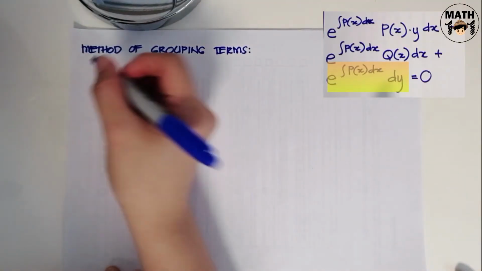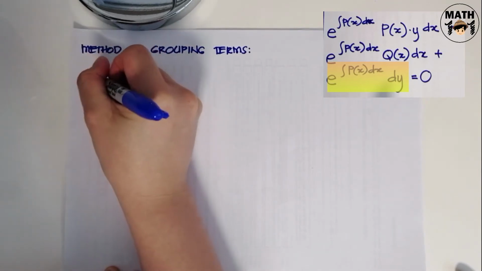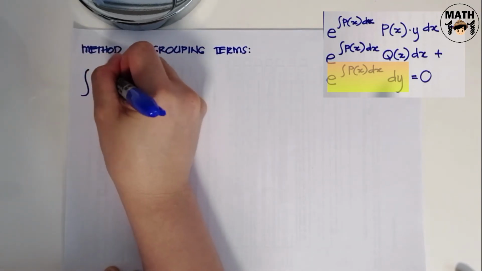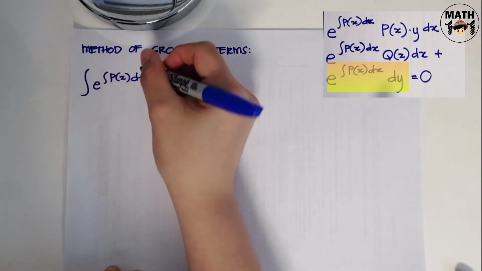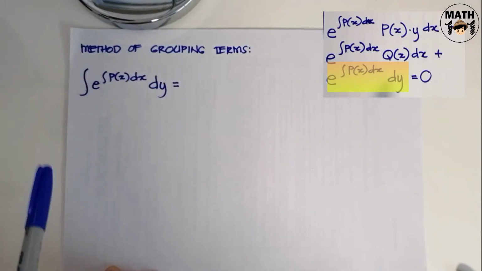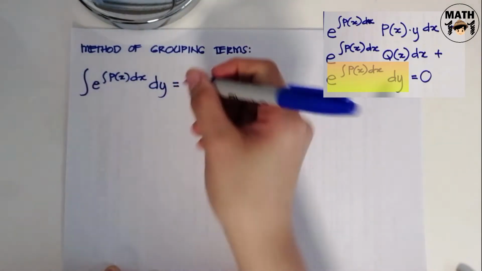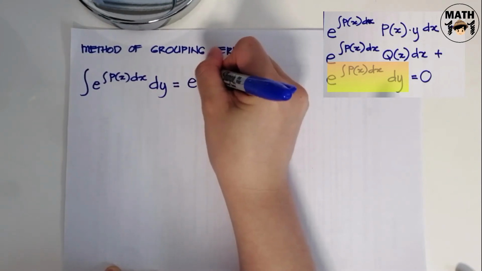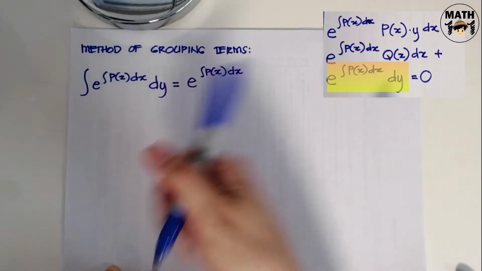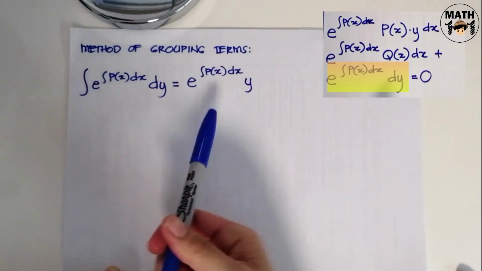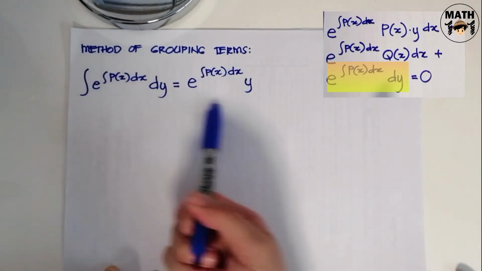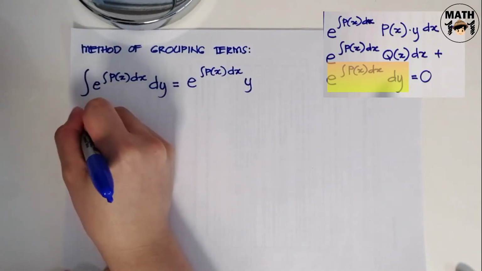Ang una kong pipiliin is yung kasama ni dy. So, integrate natin siya with respect kay y. Dahil with respect kay y, yung integration, ito ay taken as constant. And ang integral ng dy is y. To get the partner of this term, dun kay dx, i-differentiate natin yung result.